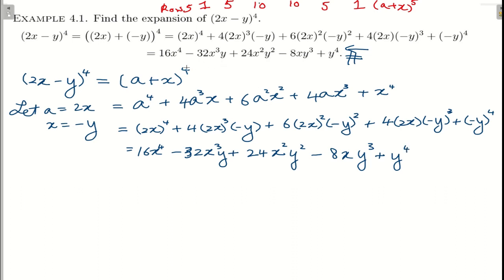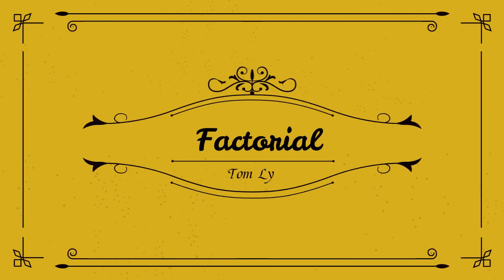Okay, so we got all of these terms from here. We get the solution, equal to 16x to the power of 4 minus 32 x cubed y plus 24 x squared y squared minus 8 x y cubed, and then plus y to the power of 4.